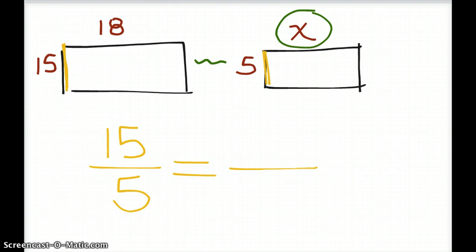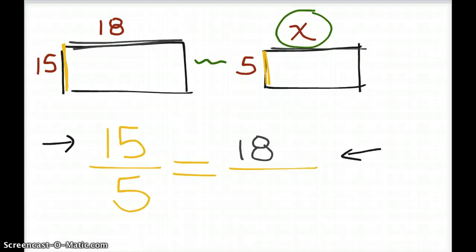So I'm going to set up a proportion. I started with the big one here, so I need to start with the big one in this one. Over here, 18 matches up with X. So again, 15 matches up with 5, and 18 matches up with X. These should be equal if they're similar. Now I just have to work on solving this.